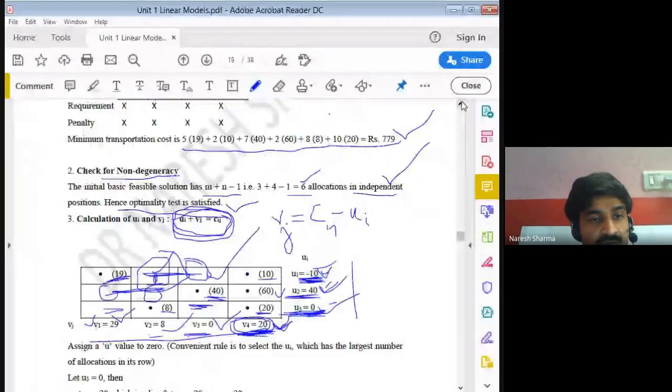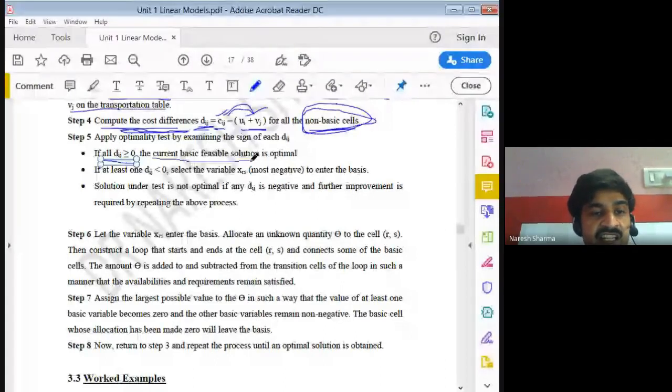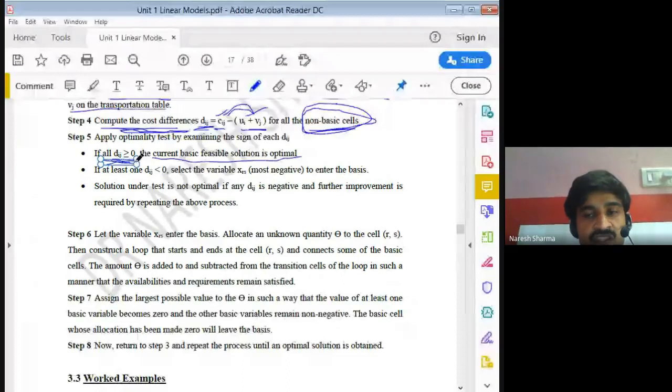the algorithm. So the algorithm says if all Dij of the current basic solution are greater than or equal to 0, those Dij we checked, we get our final solution, that is optimal, because this is only testing. So the optimality test by examining in your step 4, that is Dij. If all Dij are positive, greater than or equal to 0, your solution is optimal.